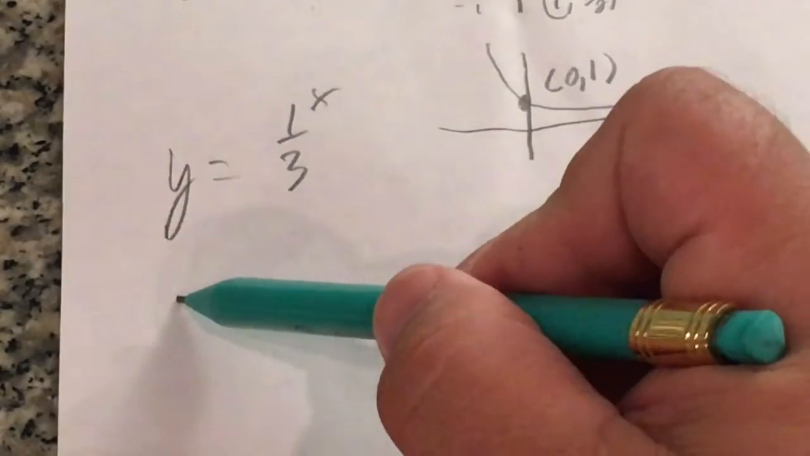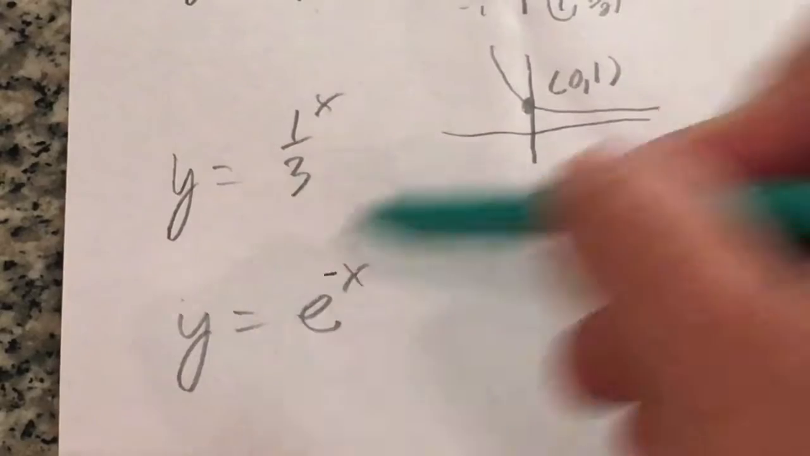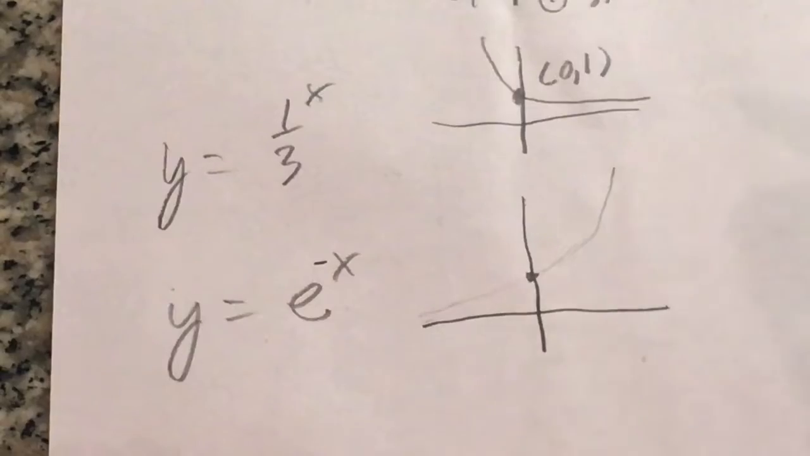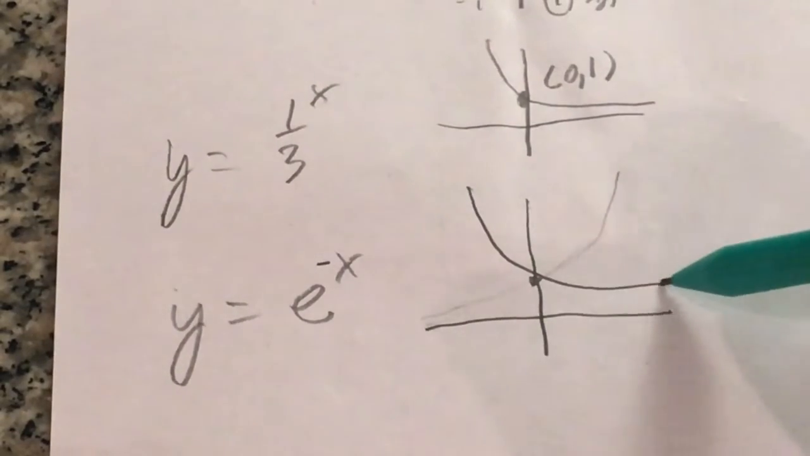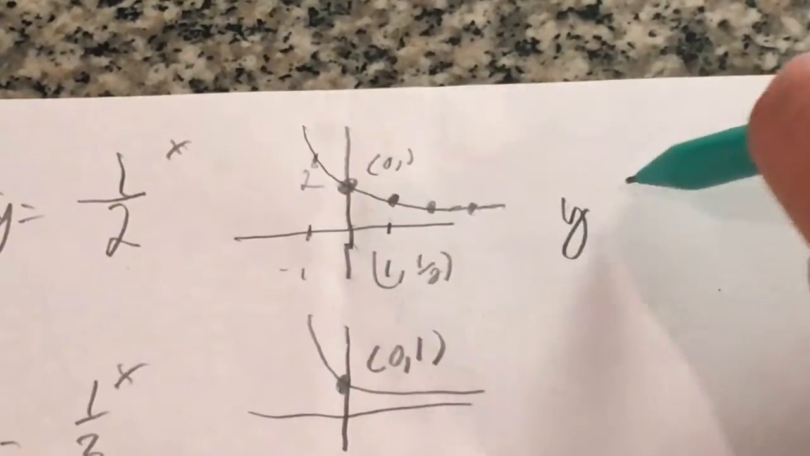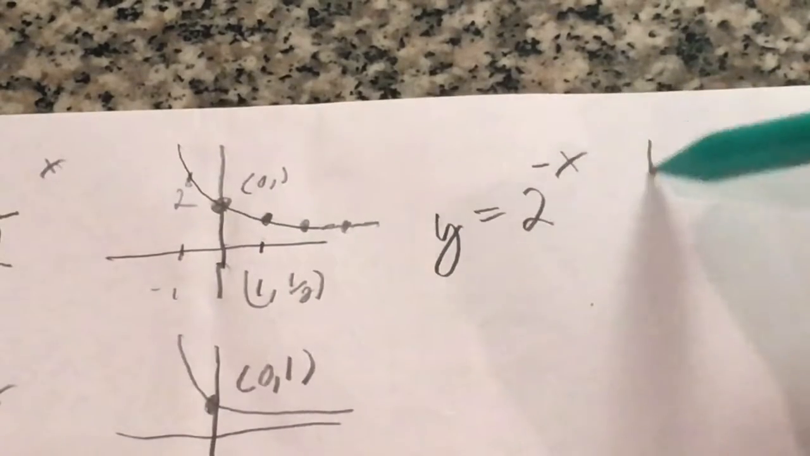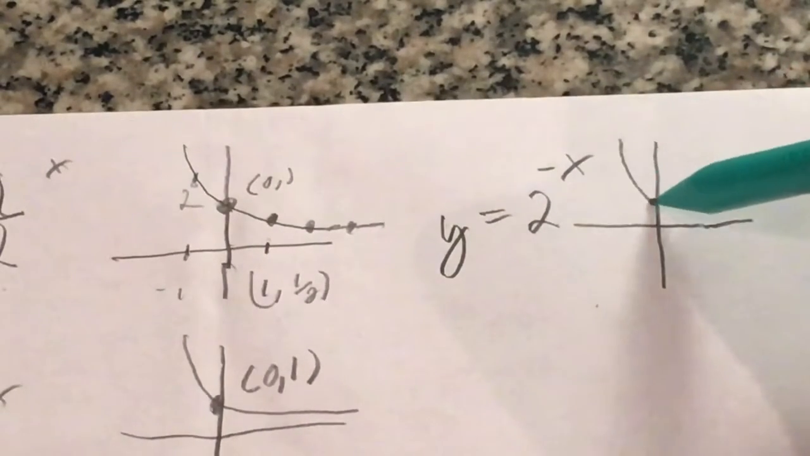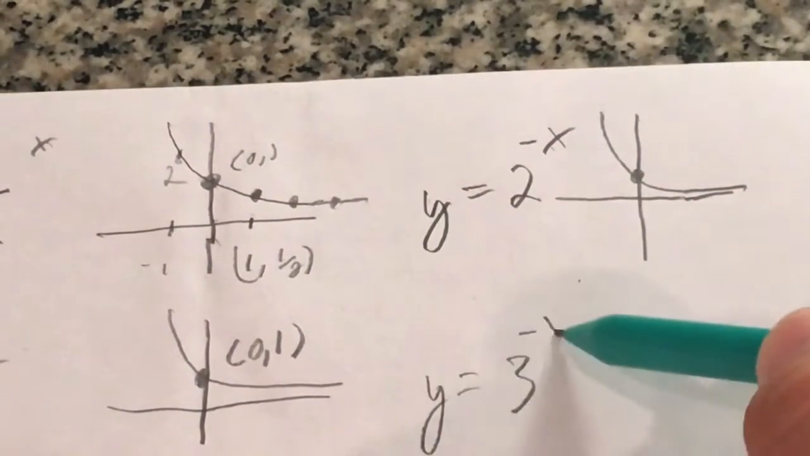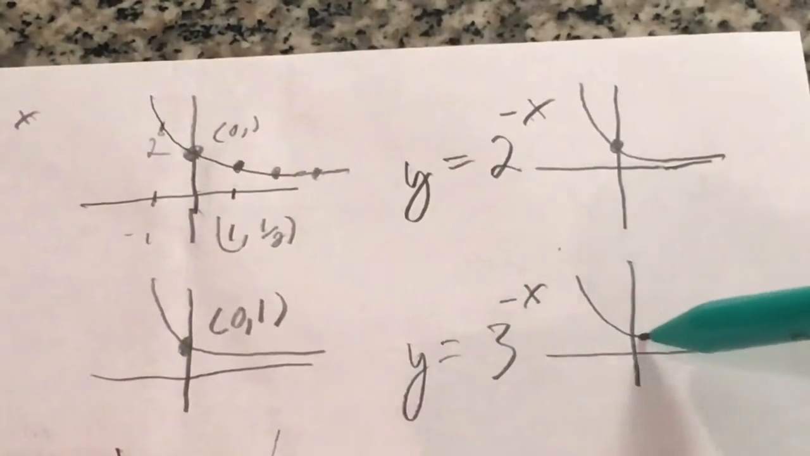Now, how would I get e to the x to decay? In order to do that, I wouldn't write 1 over e. They write it like this, e to the negative x. So e to the negative x looks like e to the x, but instead of growing, it decays. And all these graphs could be used as trick questions. Instead of writing y equals 1/2 to the x, they can write 2 to the negative x. So 2 to the negative x acts the same as 1/2 to the x. That's a decay model. Y equals 3 to the negative x can be rewritten as 1/3 to the x. So that would be a decay model.